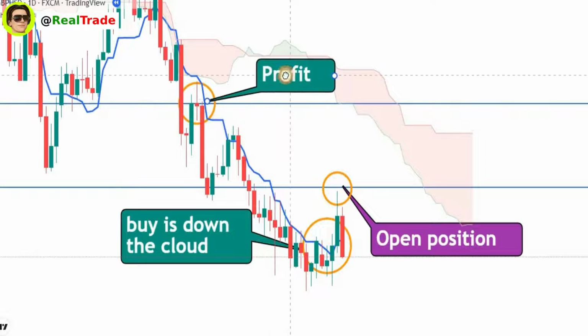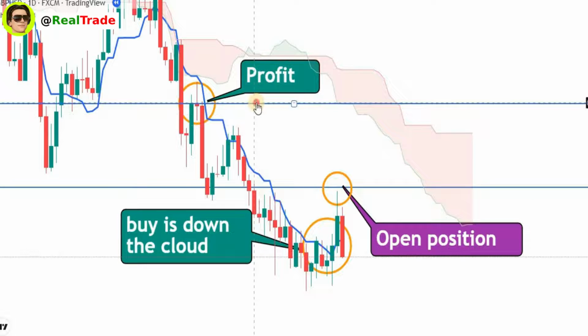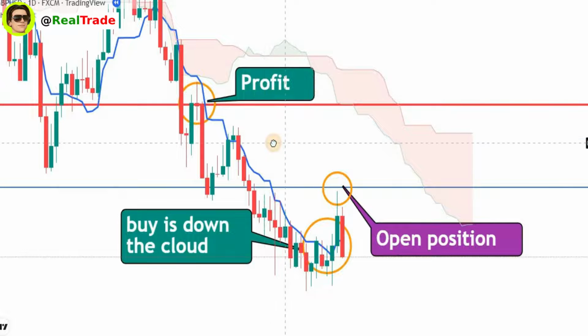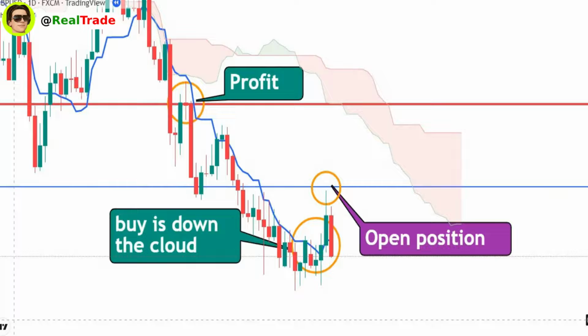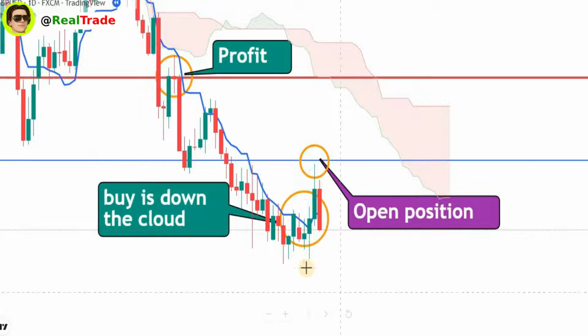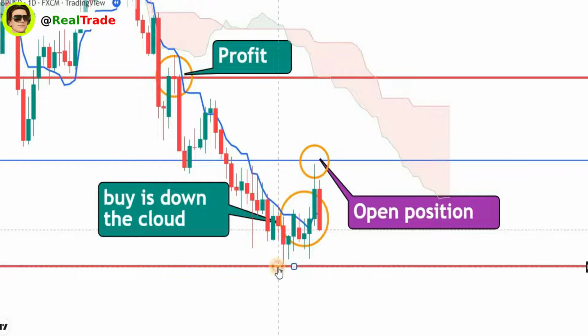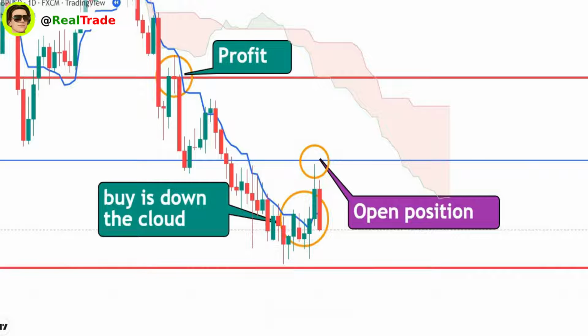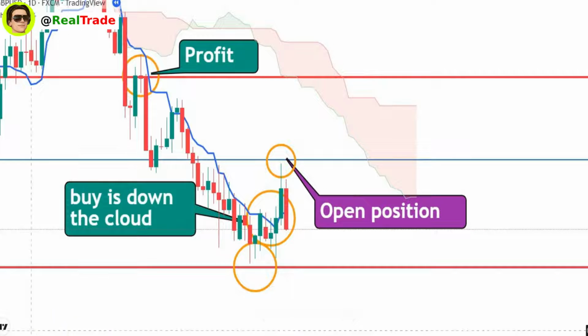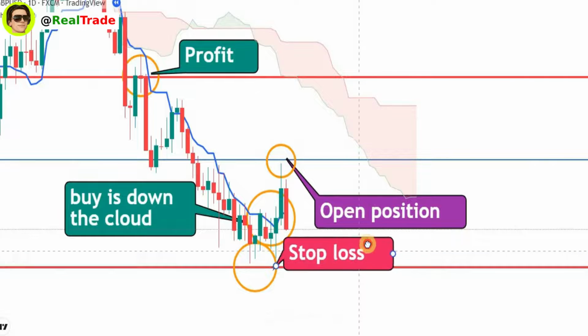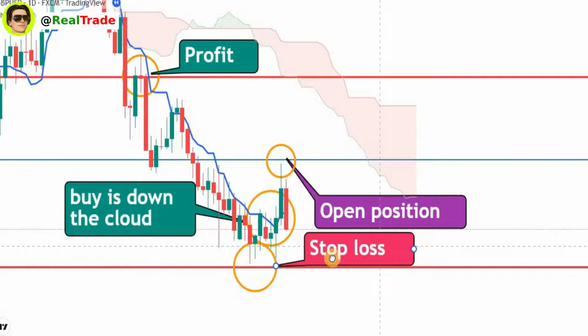Next resistance is a great profit. Profit, this area. Next resistance. This area is a stop loss. End of the candles, a stop loss.